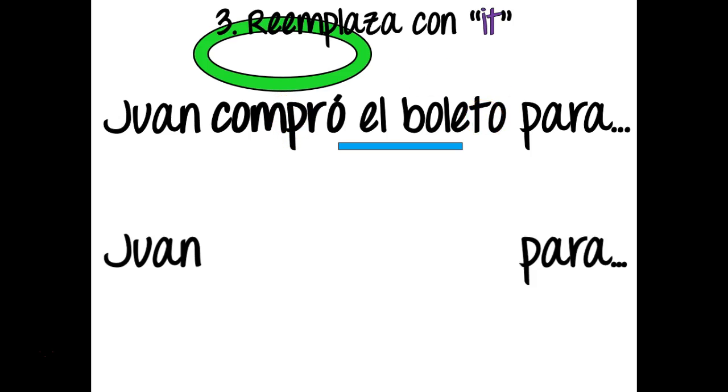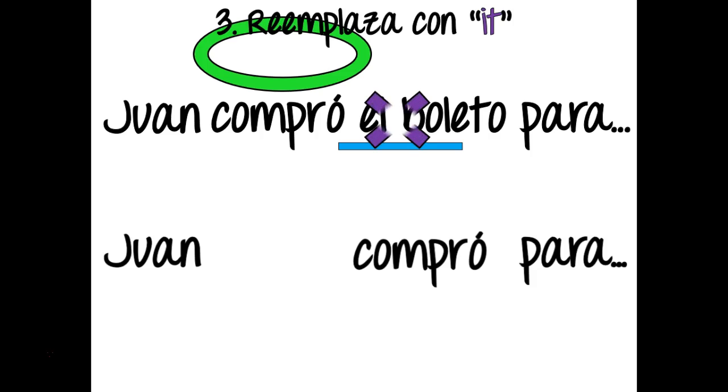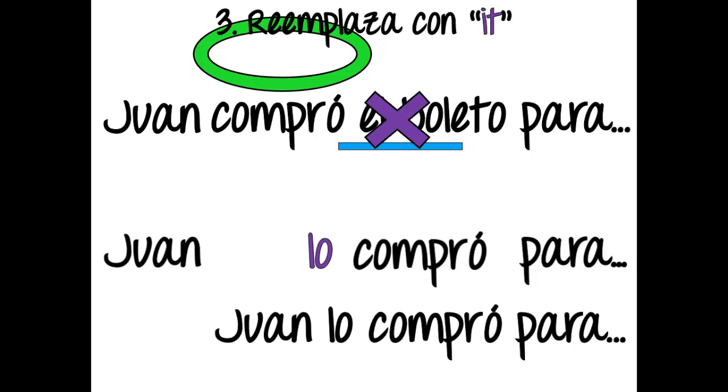And as always in Spanish, our order is going to be a little bit different. The verb is actually going to go second. Then we're going to replace el boleto with the pronoun that we already found, lo. And lo is going to go directly before our conjugated verb. So in English, we would say Juan bought it. But in Spanish, our order is going to be Juan it bought. Doesn't quite flow as nicely, but that is the order that we have in Spanish. So our final sentence is Juan lo compró para el baile, or the rest of the sentence.